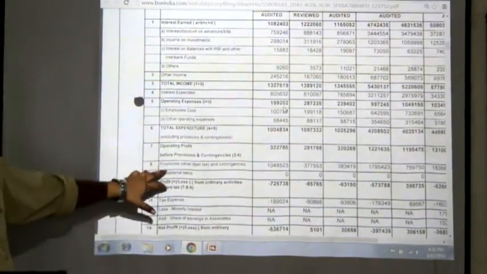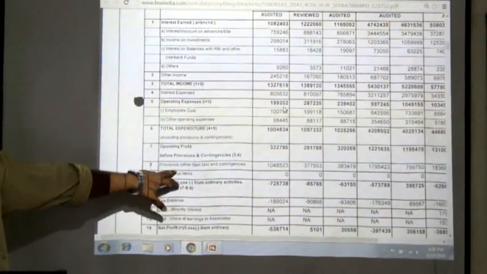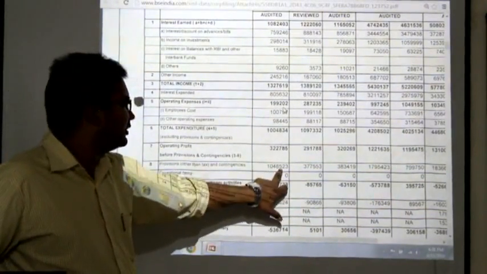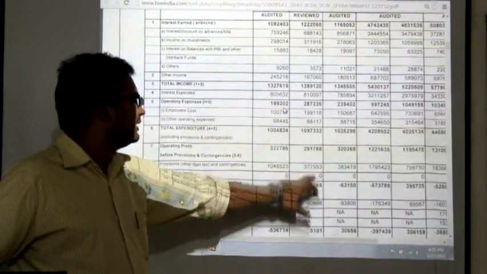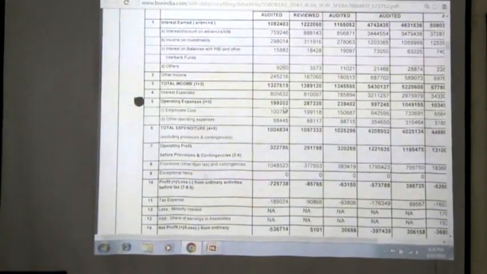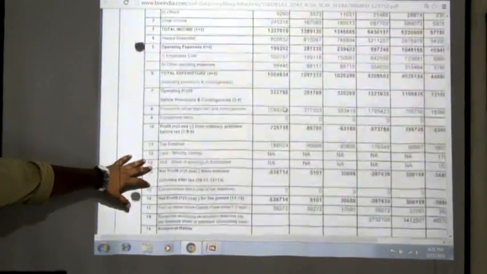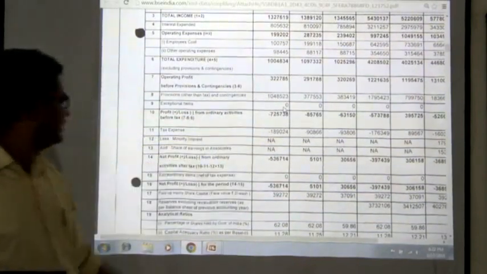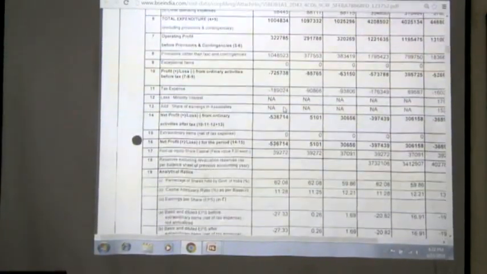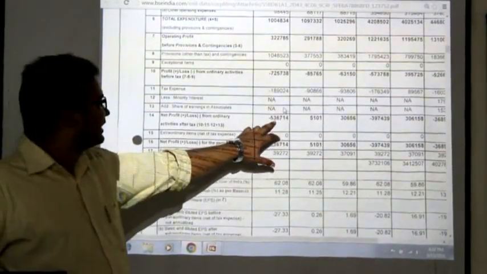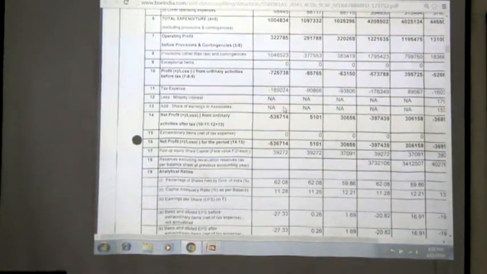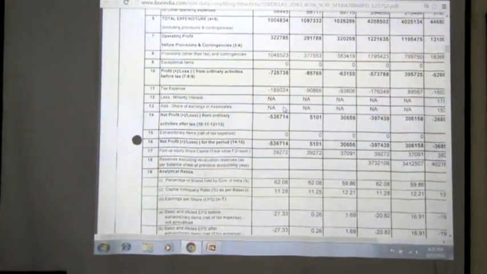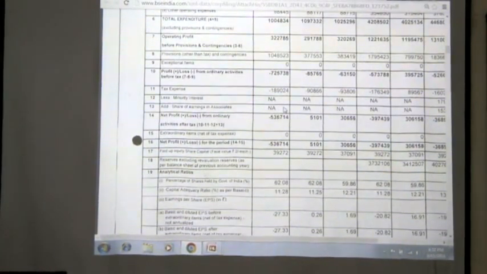So the reason for this loss is the provisions made, provision and contingencies. When we talk about the provision and contingencies, it is approximately 10,485 crore with respect to only 3,775 crore last quarter. So this is the reason. The extra provision made is the reason for the losses. We have to go and check why the extra provision has been made. We'll look at that later. But the loss has increased drastically to 5,367 crore versus a profit of only 51 crore last quarter.